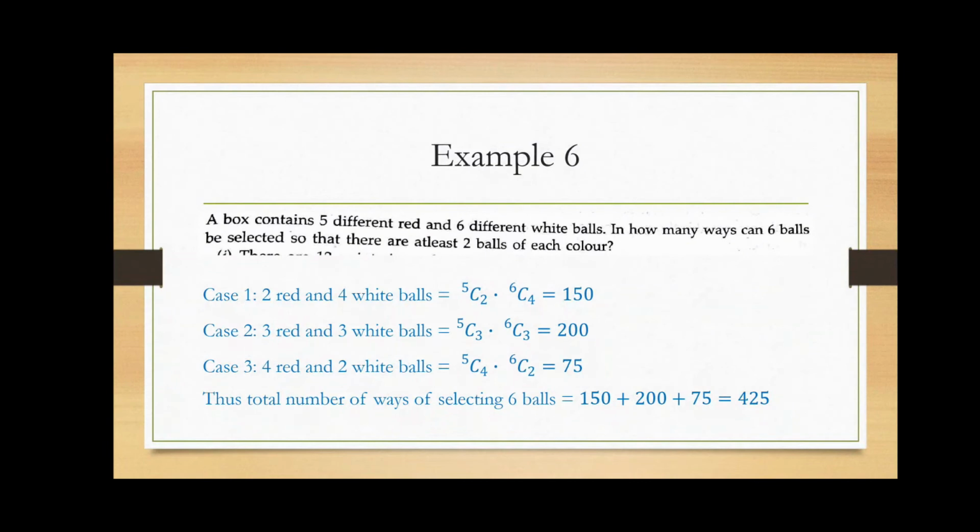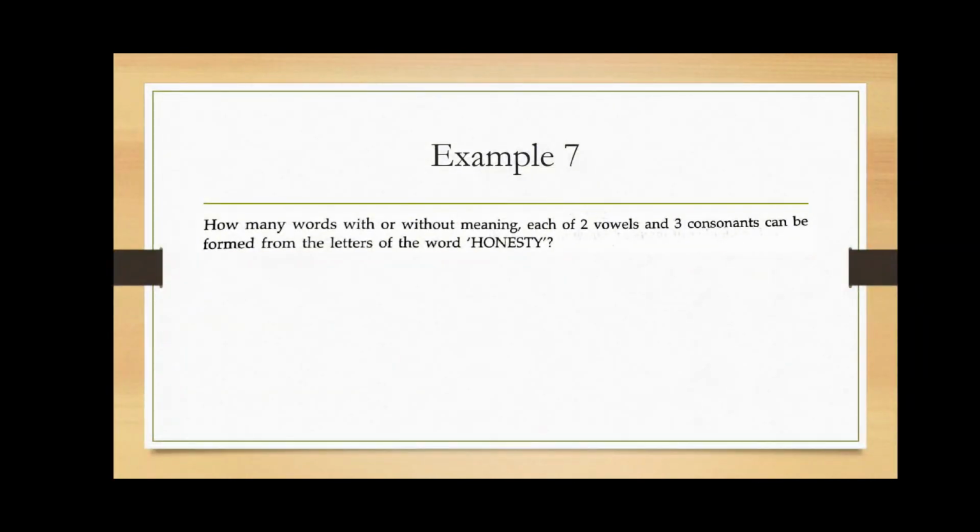Now let us move to number 7. How many words, with or without meaning, each of 2 vowels and 3 consonants, can be formed from the letters of the word honesty? First we need to find out how many vowels and how many consonants it has. I can see there are two vowels only, O and E, and the rest of them are consonants. So there are 5 consonants and 2 vowels.